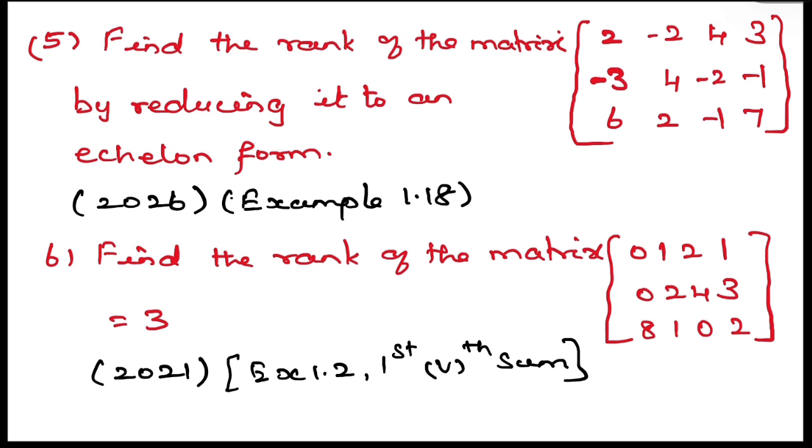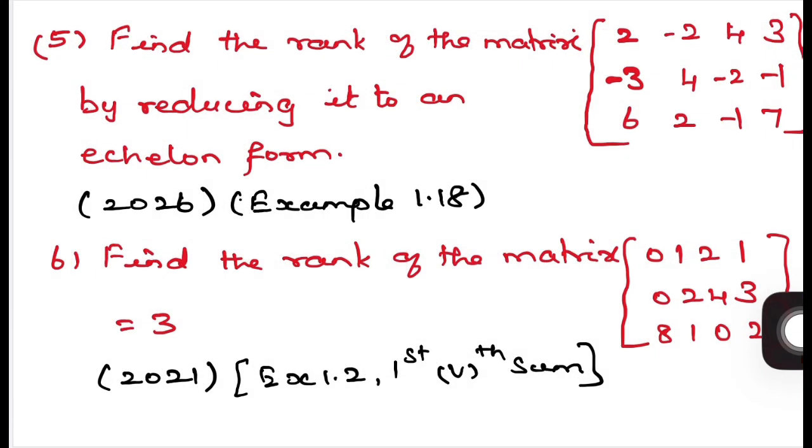Our next problem: find the rank of the matrix 0 1 2 1, 0 2 4 3, 8 1 0 2, and show that the rank is equal to 3. This question was asked in 2021. It is the fifth sum in exercise 1.2.